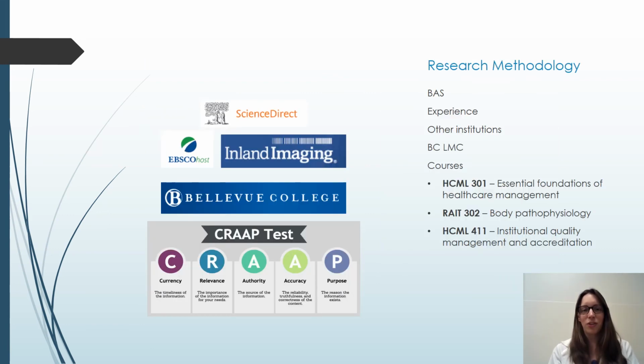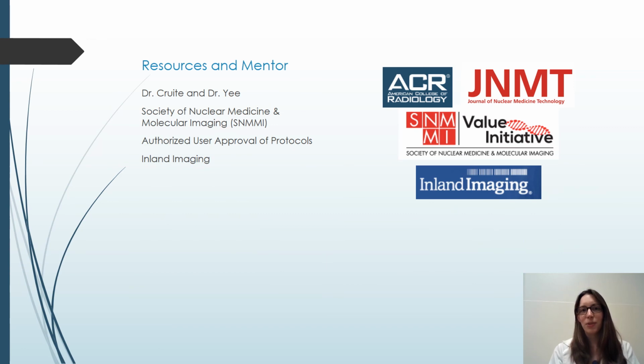So research methodology, how am I able to do what I did? Taking classes like HTML 301 helped me be able to identify credible sources. RAIT 302 was helpful in identifying and interpreting scholarly articles related to pathology. These are helpful skills because I had to use scholarly articles as references for my protocol manuals, and classes like HTML 411 helped me hone my PowerPoint skills. Essential to my project were the procedure standards provided by the Society of Nuclear Medicine and Molecular Imaging, as well as the feedback I received from Dr. Krud and Dr. Yi. The procedure standards are on the website provided by the SNMMI.